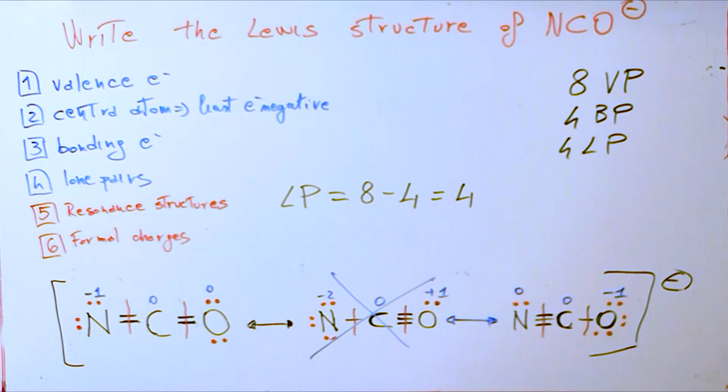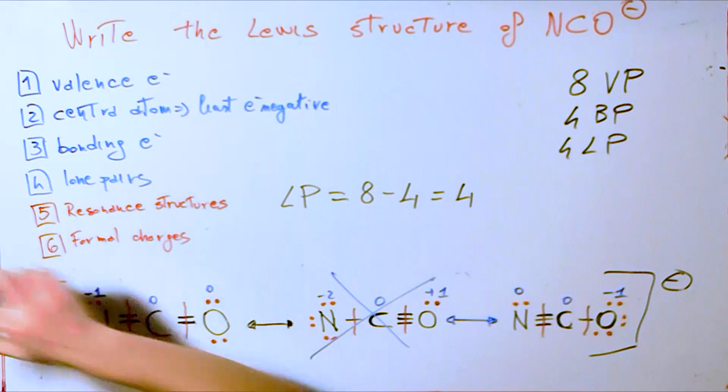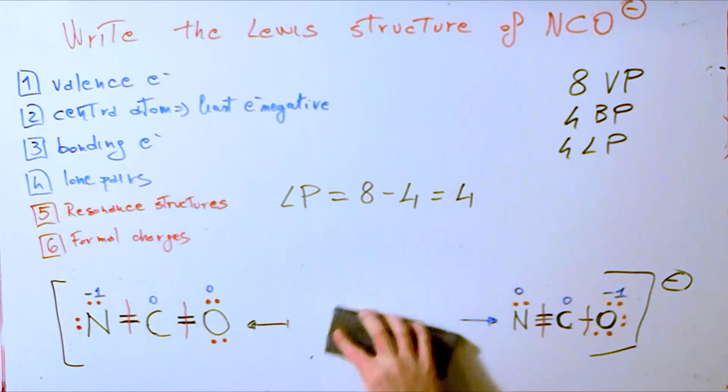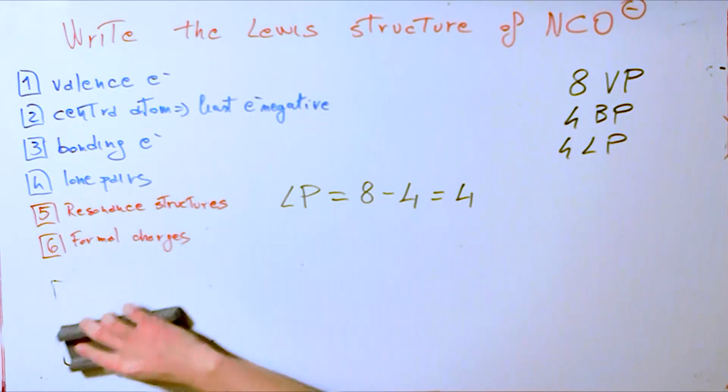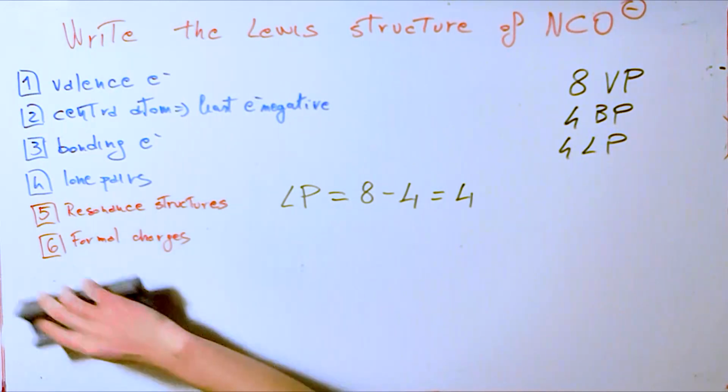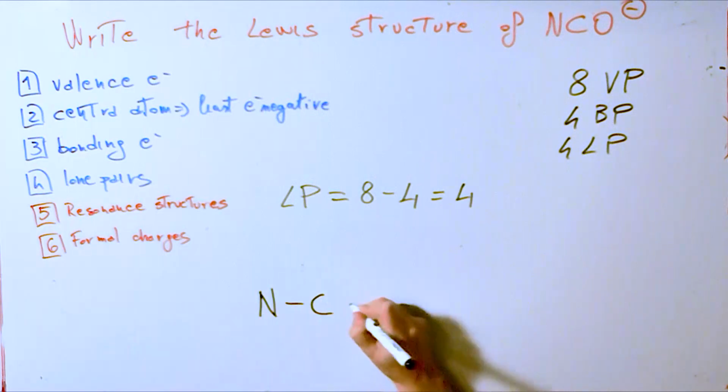What about this last structure? This last structure is okay, because -1 is on this non-metal element, so it's okay. So what is the final structure of the NCO anion? It is actually a combination of these two structures that I will rewrite now.